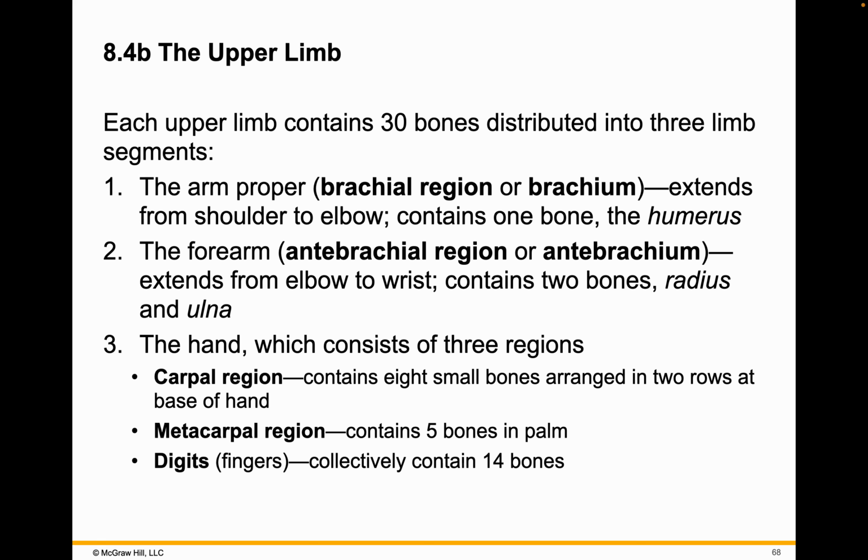In the upper limb, we have 30 bones distributed into three segments: the arm, the forearm, and the hand. The arm is the brachial region or brachium, extends from the shoulder to the elbow, and it only has one bone, the humerus. The forearm, the antebrachial region or antebrachium, goes from the elbow to the wrist. It contains two bones, the radius and the ulna. And the hand is divided into three regions: a carpal region, a metacarpal region, and the digits. The carpal region is the wrist. The metacarpal region is the bones in our palm, and the digits are the fingers and thumb.